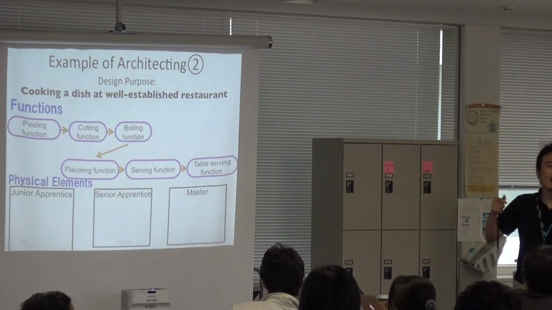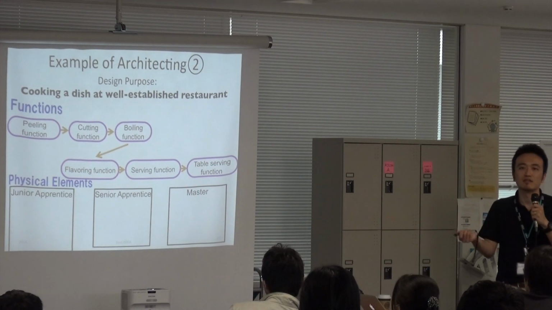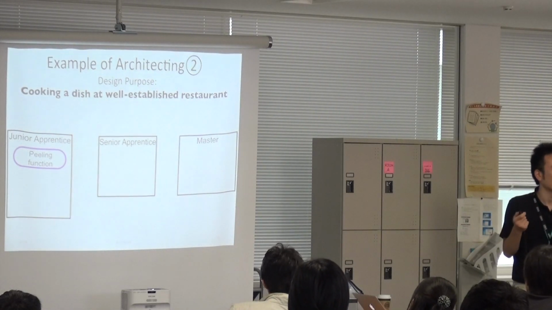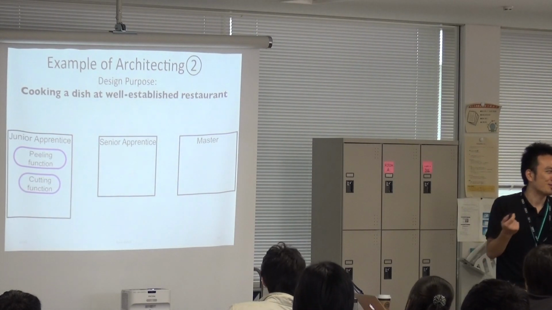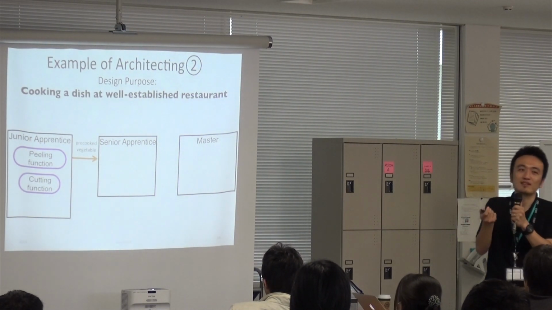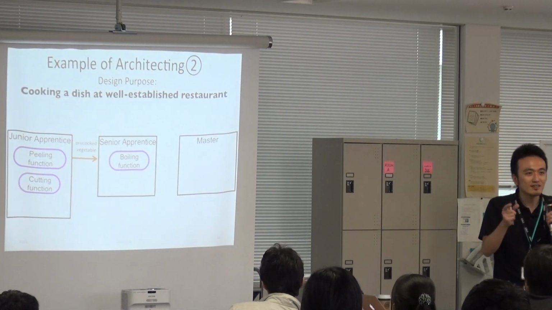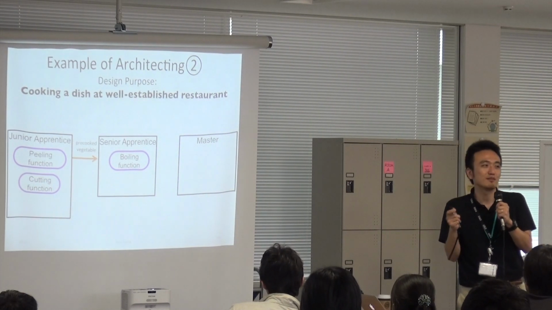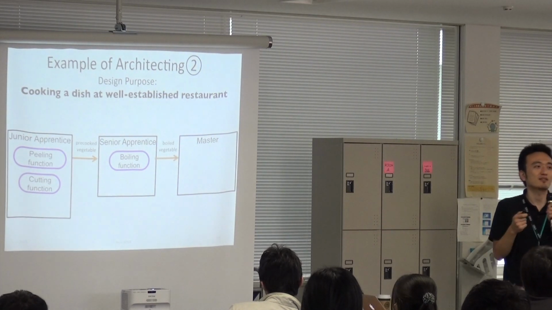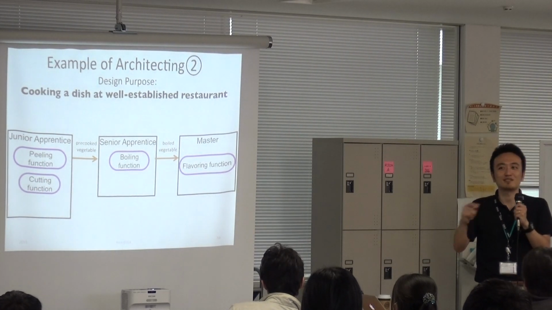So now I start to allocate. Allocate, so give these functions to the elements. Here's what I did. Junior apprentice peeling function, of course. Cutting function, of course. And then you give peeled, pre-cooked vegetable to your senior apprentice. And he'll do the boiling function, because there's a technique of dealing with the fire and everything. And then now there's a boiled vegetable. And here comes the master. He does the flavoring function, because that's his recipe, his secret recipe.